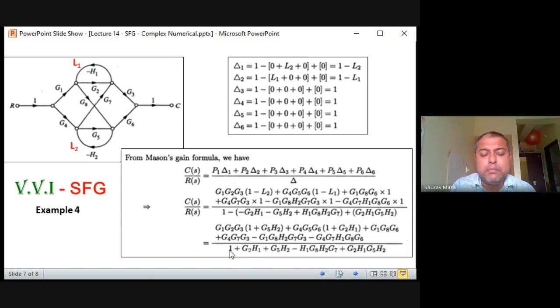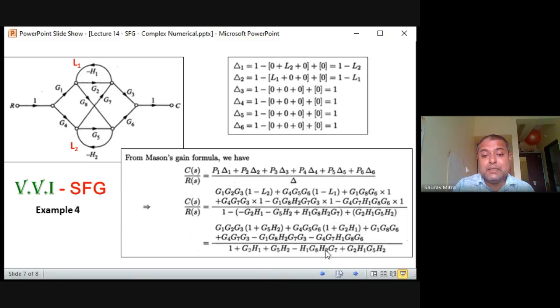Denominator is very easy. 1 minus L1 plus L2 plus L3. And I told you that L3 is positive. That means it will create a negative thing in the denominator. So this is 1 plus G2H1 plus G5H2. So this is G5H2 added, this is G2H1 added, and multiplication of these two is the last term, that is G2H1 G5H2, because this plus is the plus of the formula, multiplied by 2 negative terms. That's why it is getting positive.